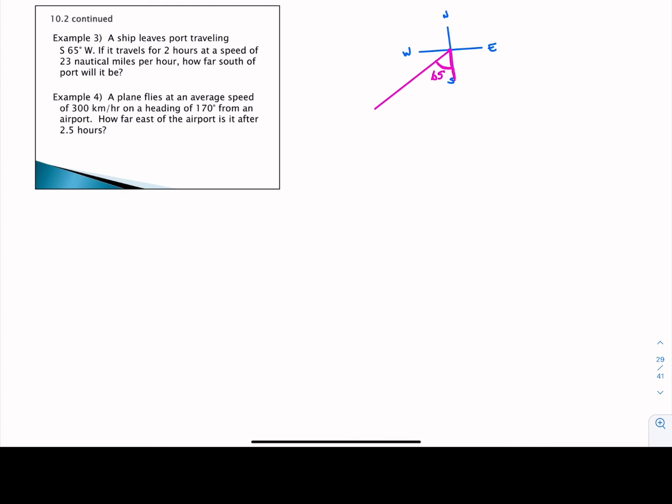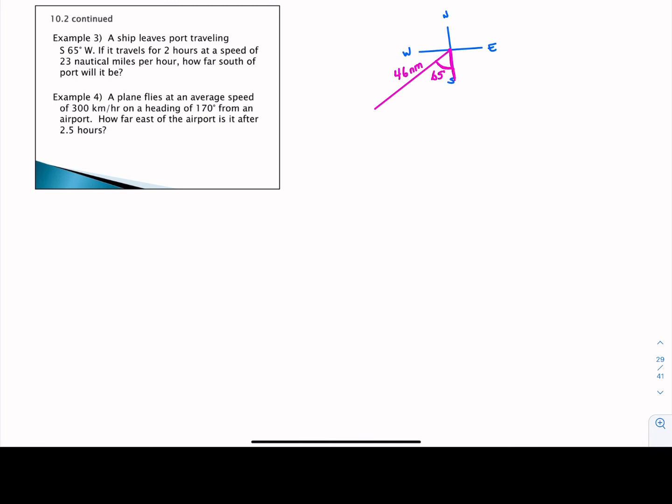Now we know we travel for 2 hours at a speed of 23 miles per hour. So if I know that distance is always the rate multiplied by the time, 23 times 2 hours is going to give us a total distance of 46 nautical miles. So we can say that this is 46 nautical miles as a total distance. So I have one angle measurement and I have one distance so far.